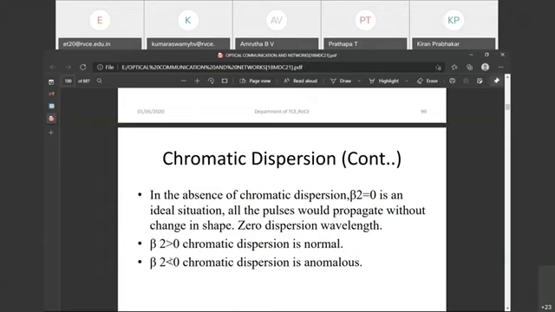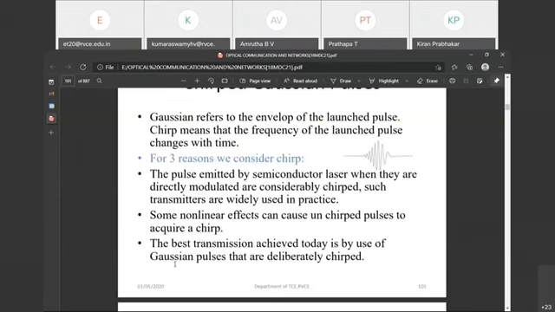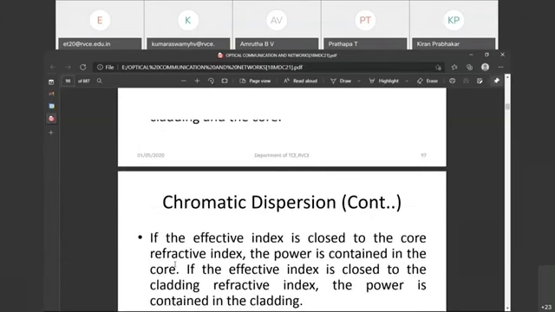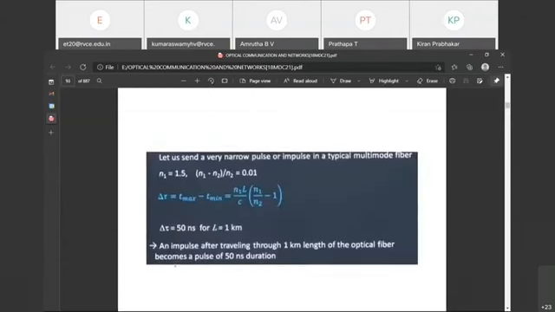So when beta 2, that is the second derivative, is greater than 0, we will say that the chromatic dispersion is normal. So pulse broadening will be less, or even if it is there, you can still have resolvable ones and zeros, or resolvable pulses, when beta 2 is greater than 0. But when beta 2 is less than 0, the chromatic dispersion will be anomalous. So this is the waveguide dispersion, which comes under chromatic dispersion.